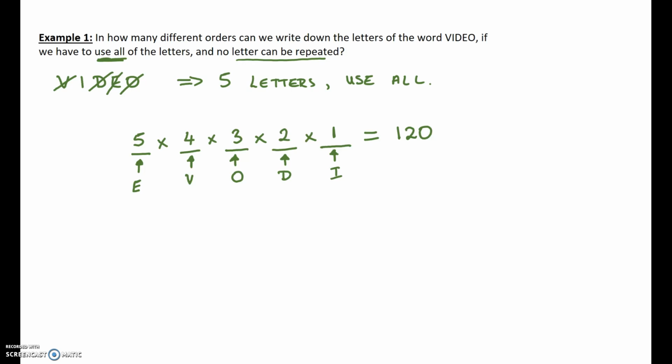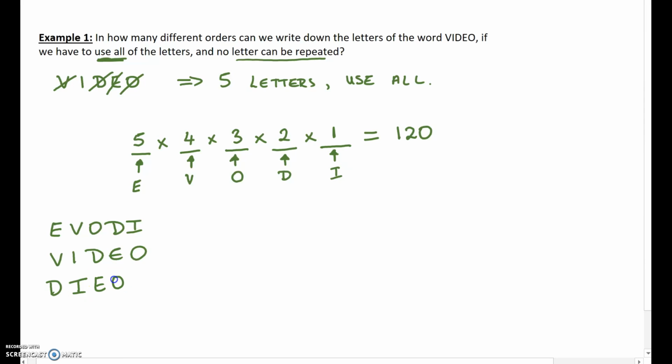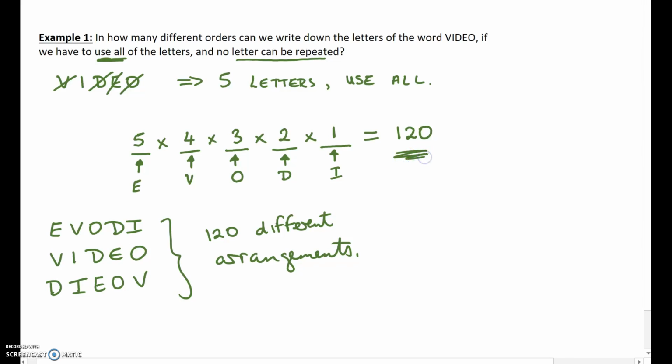Evodi is just one of them, but there are lots of different combinations here. Evodi, video, D-I-E-O-V. These are just 3, but there are going to be 120 different arrangements. Now, maybe you'll have to write them all out someday, but if you just want to know how many, this is all you need to do. 5 by 4 by 3 by 2 by 1. Thanks for watching.